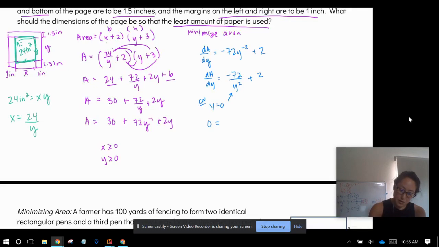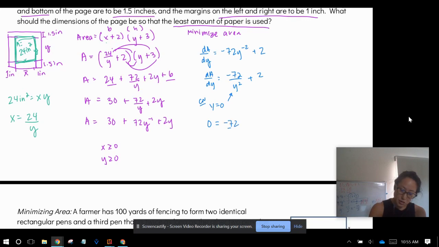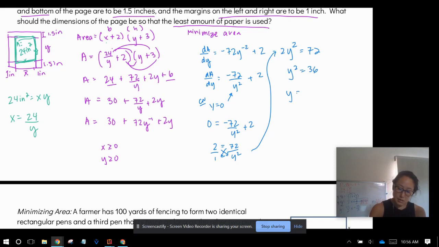And then let's solve for our zeros. So I have 0 is equal to negative 72 over y squared plus 2. And so 2 is equal to 72 over y squared. I'm just going to cross multiply. So I get 2y squared is equal to 72, or y squared is equal to 36. So y is equal to plus or minus 6. Okay? I see right now that y is equal to 6 and y is equal to negative 6. y cannot equal negative 6.